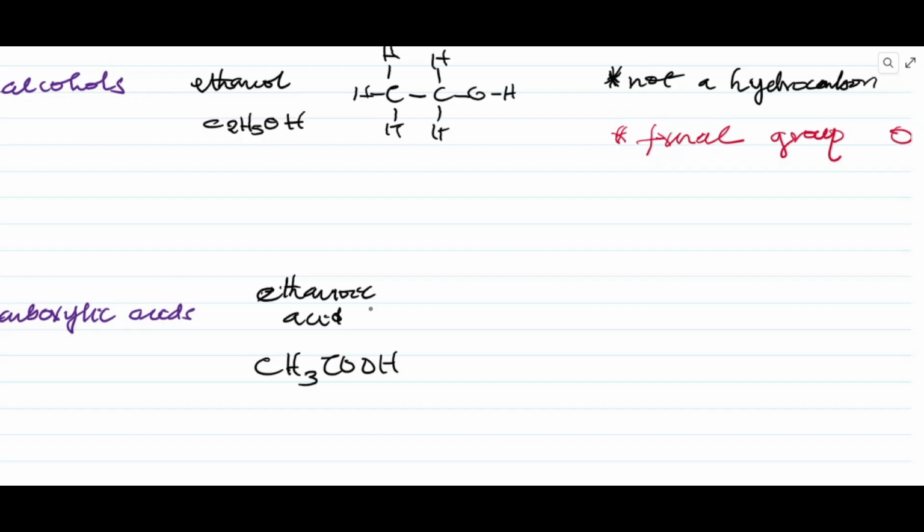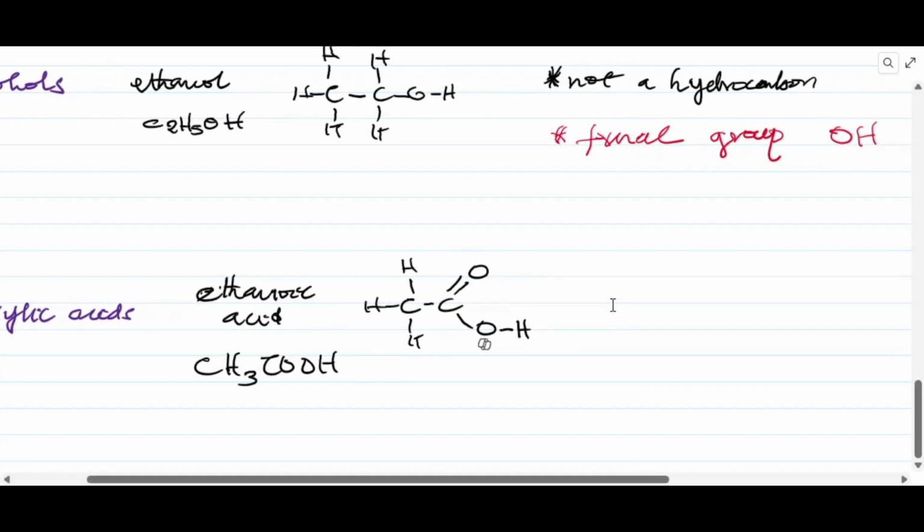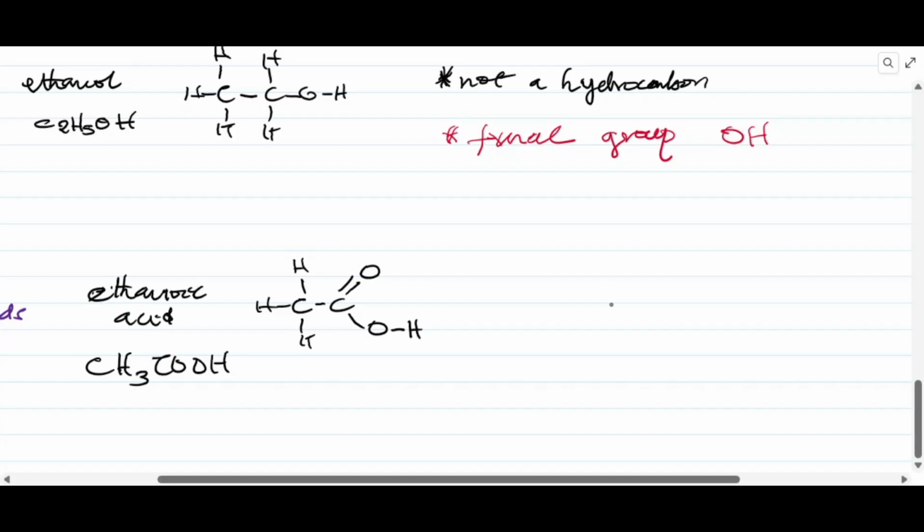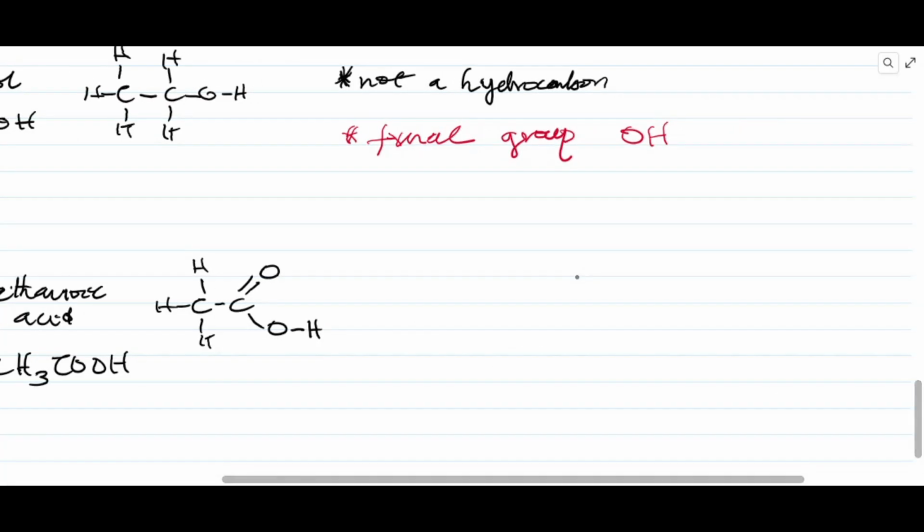The displayed formula for ethanoic acid is CH, and then we have carbon to oxygen double bond, and then to oxygen single and to hydrogen. So this is the displayed formula for carboxylic acid, that is for ethanoic acid, a member of the carboxylic acid.